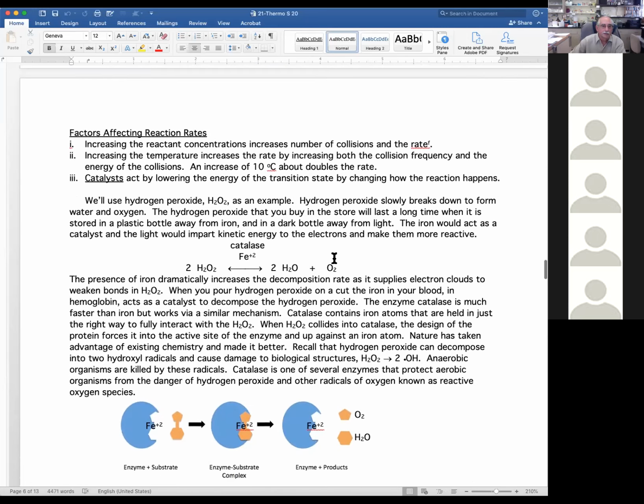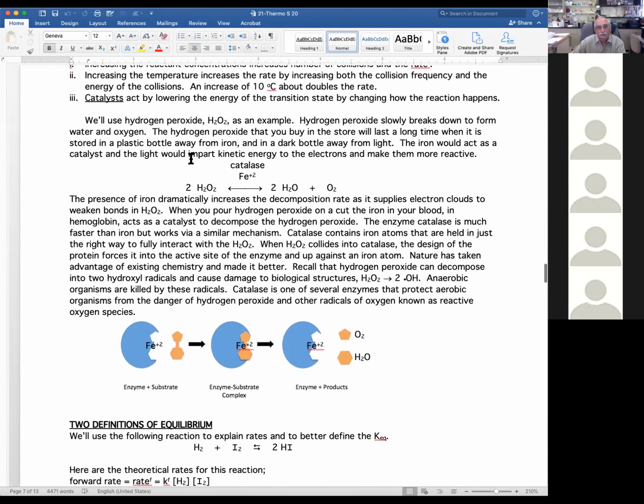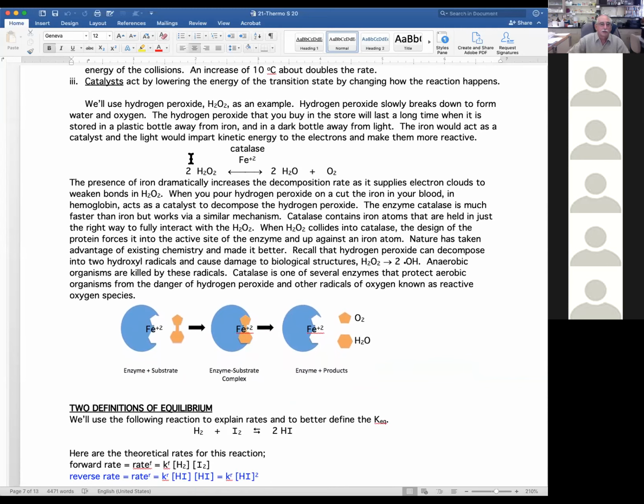So here are some things that affect reaction rates: the concentrations, the temperature, and catalyst. I use an example of the enzyme called catalase, which all of you have because you are all aerobic organisms. Hydrogen peroxide can be broken down by iron. That's why, if you have a cut on your skin and you put hydrogen peroxide in it, you see it bubbling. It's bubbling because of oxygen being evolved.